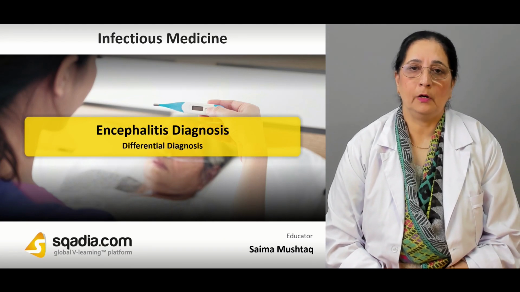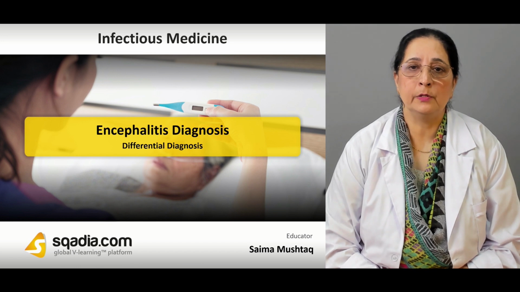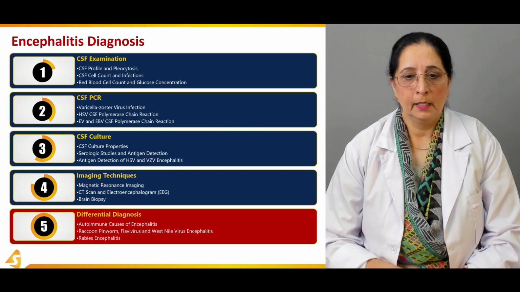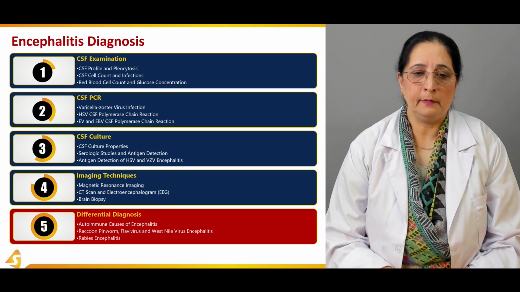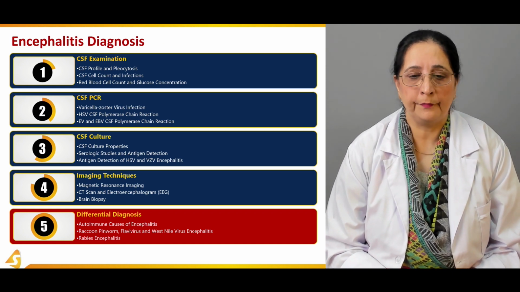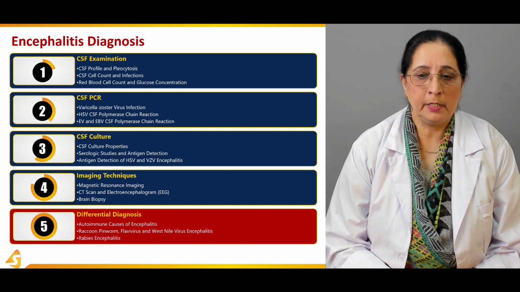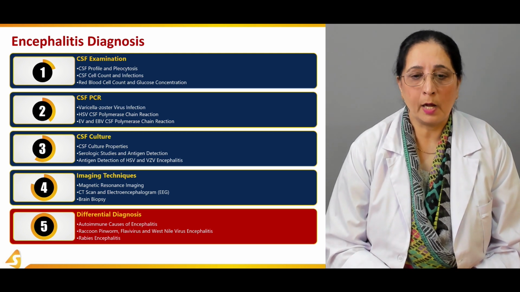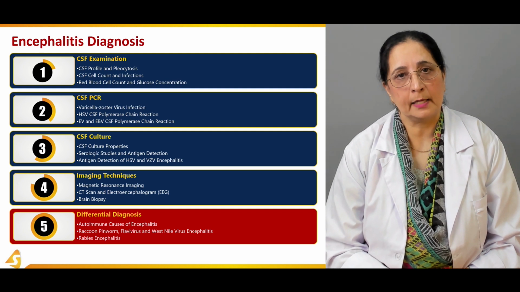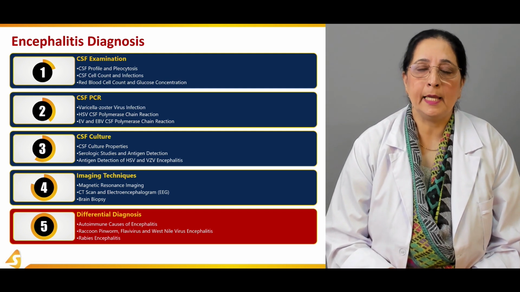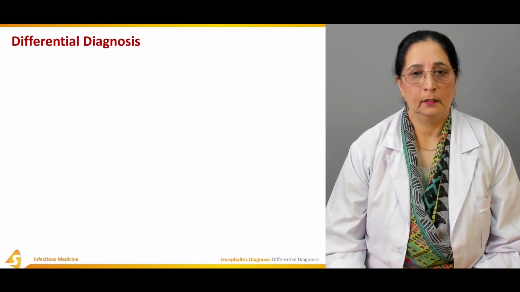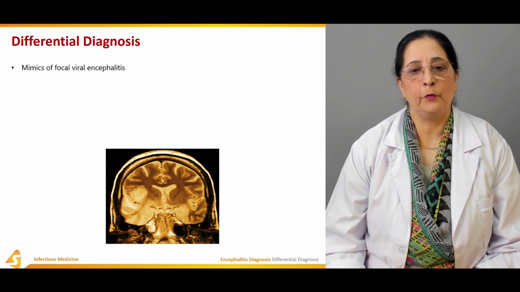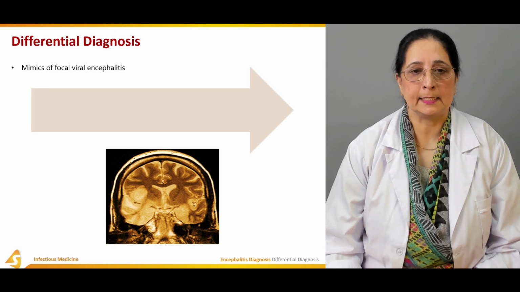So in the last section of encephalitis diagnosis, now we will talk about the differential diagnosis. In the differential diagnosis, we will discuss the autoimmune causes of encephalitis, also the encephalitis caused by the raccoon pinworm, flavivirus and West Nile virus encephalitis, and then rabies encephalitis. Differential diagnosis mimics of focal viral encephalitis.